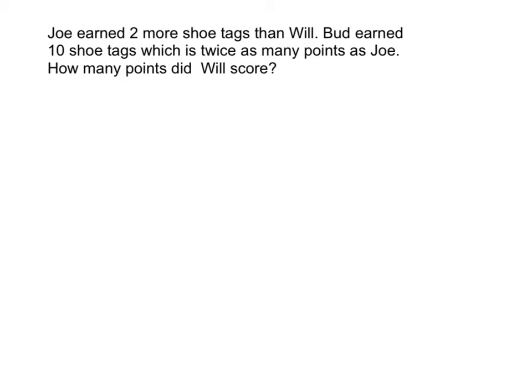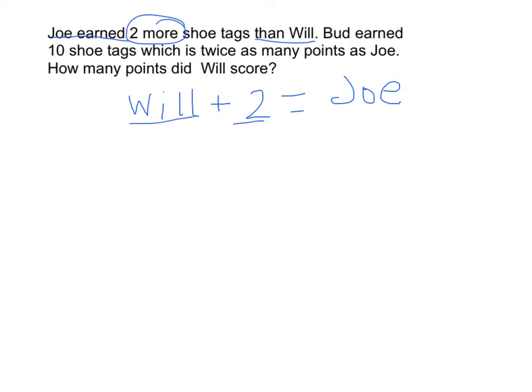Joe earned 2 more shoe tags than Will. So if I want to break that down, I know that if I take Will's and I add 2, I will get Joe. That's what it says, right? Joe earned 2 more than Will. So Will plus 2 equals Joe. Good. Bud earned 10 shoe tags. So I know Bud equals 10. They tell me that right out, so I got that.